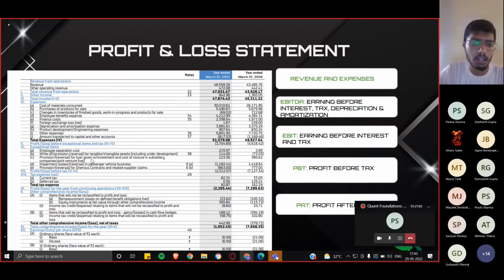Then write-off provision and tangible assets. Write-off is basically when you have some asset and its value is decreasing over the years. That comes into the write-off. It's not like depreciation and amortization. It's different.